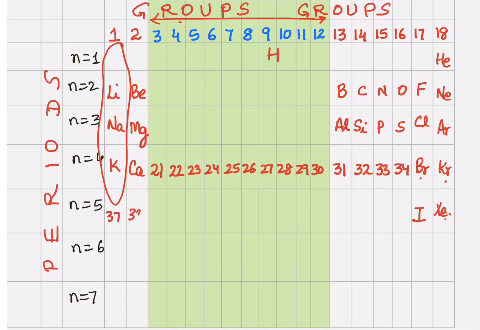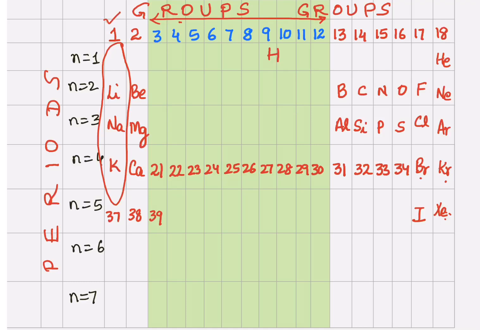37, 38, and then what again? Yes, 39. So you see, such a beauty is there in this table, and looking at this periodic table, you are able to decipher a number of things. What are those things?